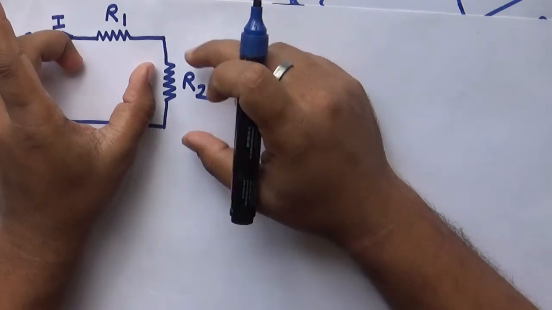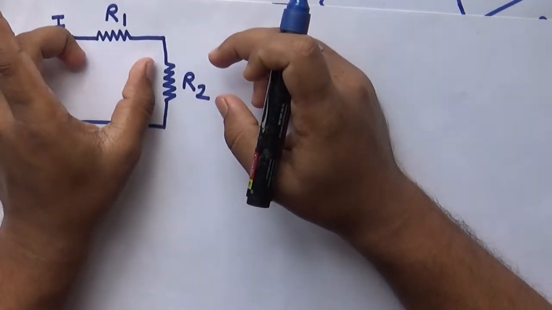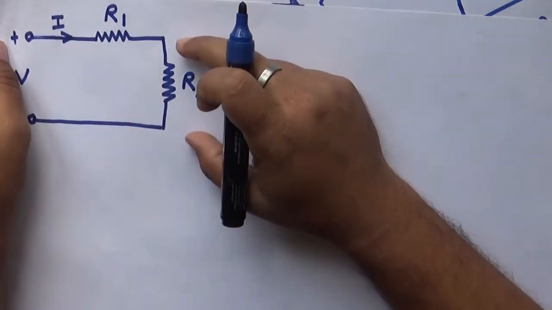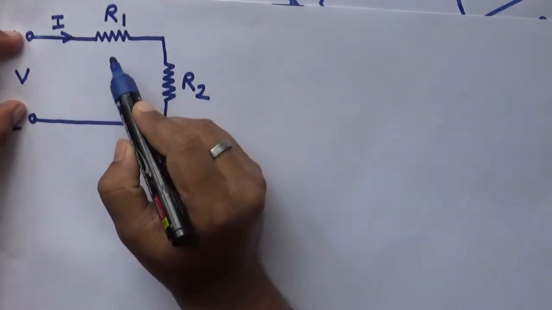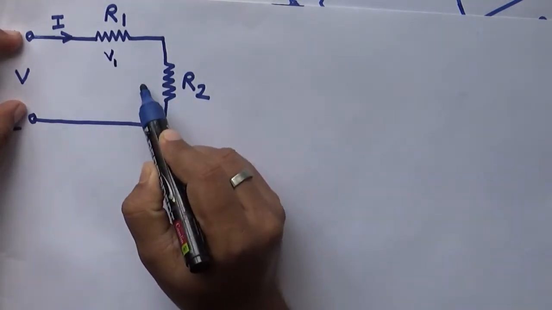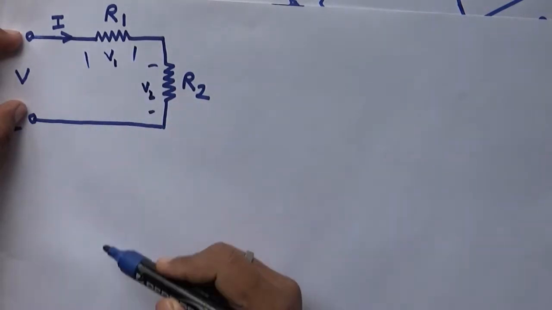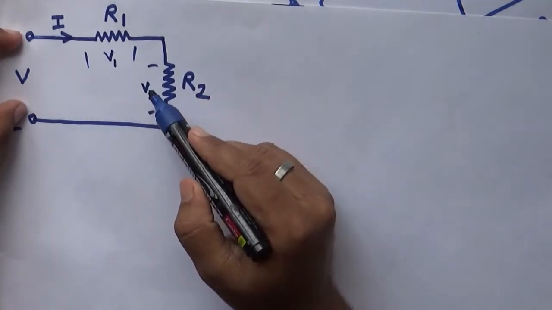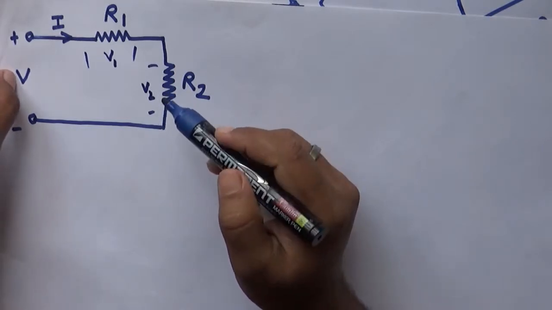There's V1 and V2. Across R1 the voltage drop is V1, and across R2 the voltage drop is V2. We know V, and the sum of V1 and V2 is equal to V. It is KVL, Kirchhoff's voltage law.